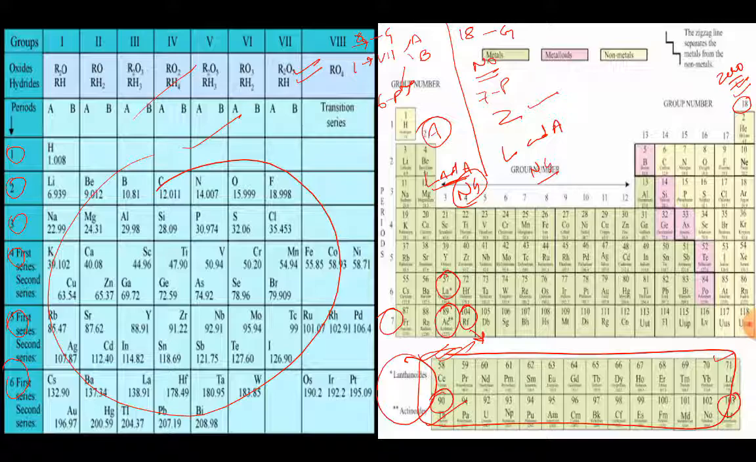So I hope that in this tutorial, the two topics that we have done, first one, why Mendeleev is the contributor in the development of periodic table, and the differences between the Mendeleev and modern periodic table are clear to everybody.